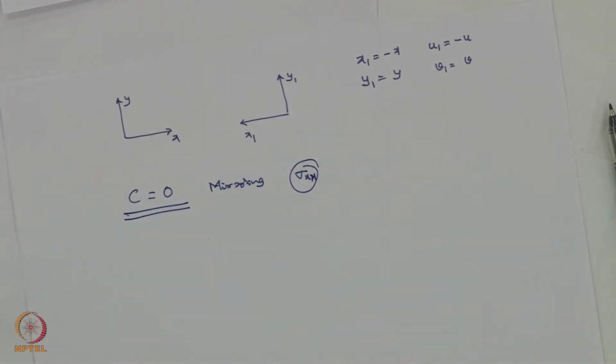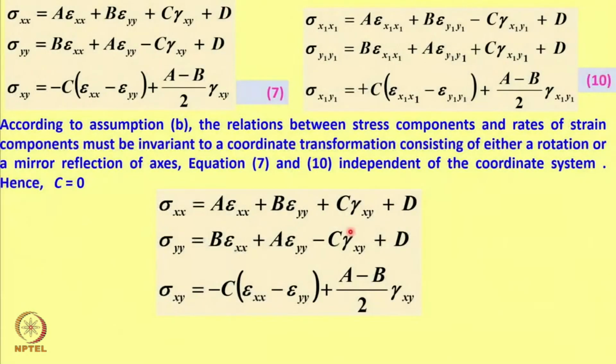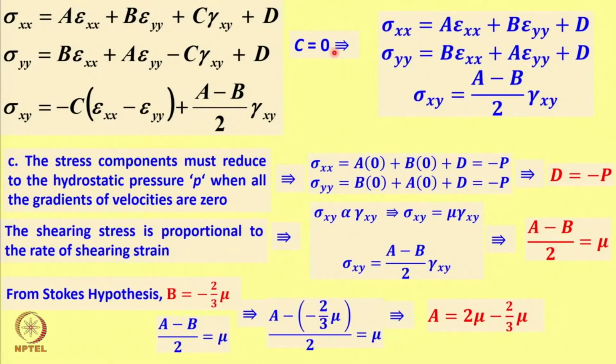So getting back to slides again, so you get that c equal to 0. If you substitute, you can see here it is just the same. So you get sigma xy equal to a minus b by 2 into gamma xy. So now if you substitute, now what does the other assumption say? Stress reduces to pressure when all gradients are 0. So all gradients, if I make 0, that is epsilon xx, epsilon yy, gamma xy, this is epsilon xx, epsilon yy. If I make 0, I get d equal to minus p.